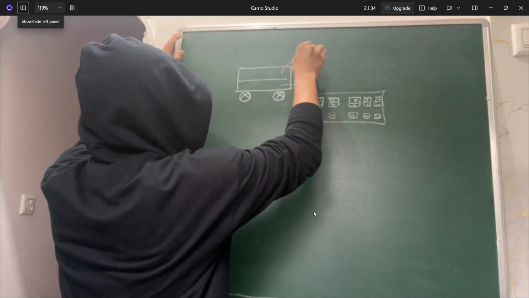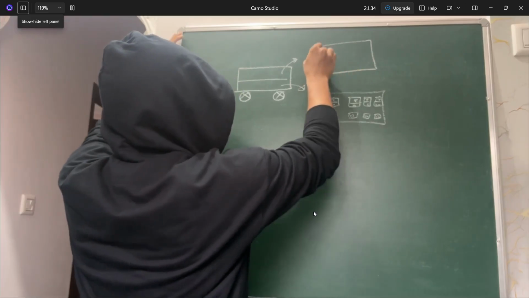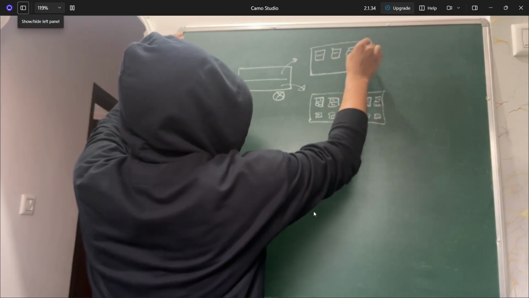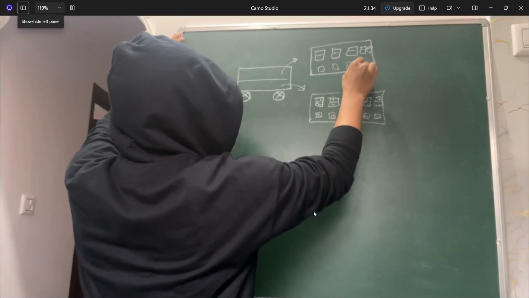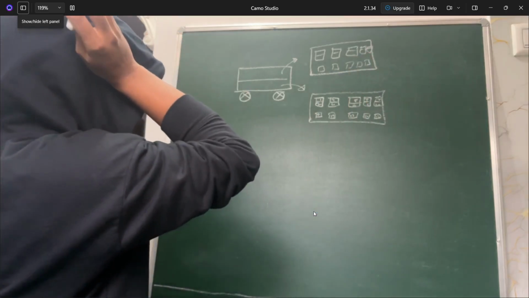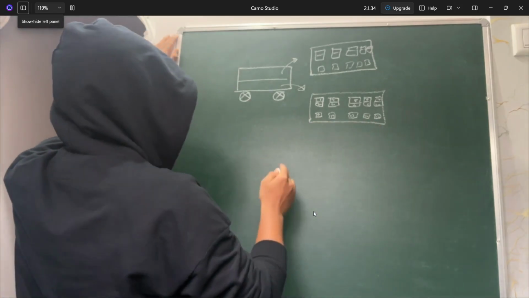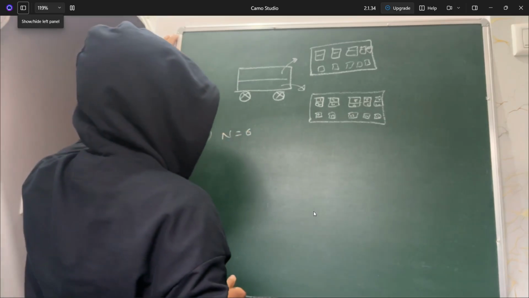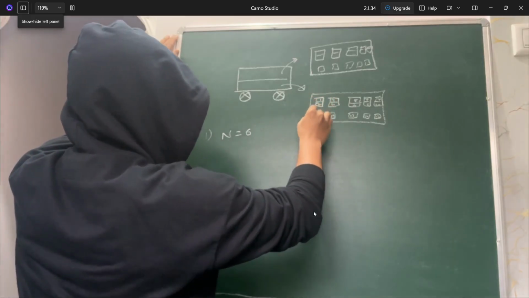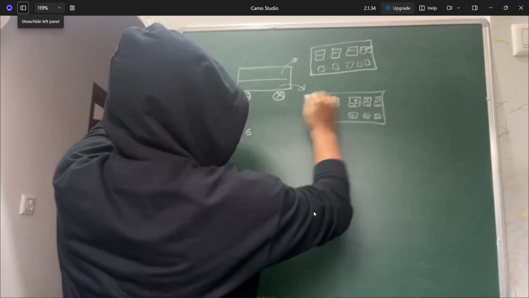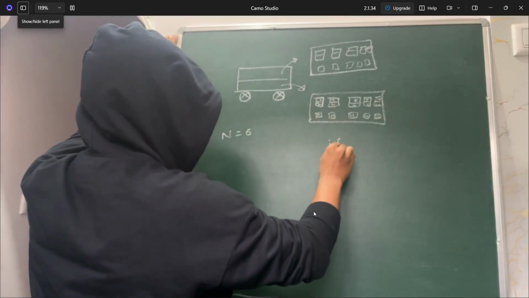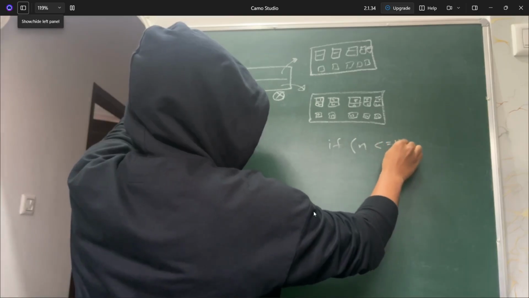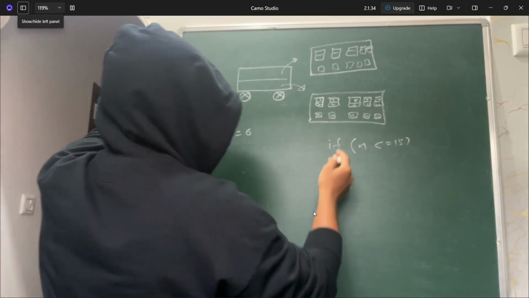In a similar way, in the upper deck also we have a seat arrangement of doubles. I'll not number it here. In the first case they have given n as 6, which means seat number 6. In the bus, seat numbers from 1 to 15 are in the lower deck, right? So we'll have to check the first condition: if the seat number is less than or equal to 15, then it will come in the lower deck.